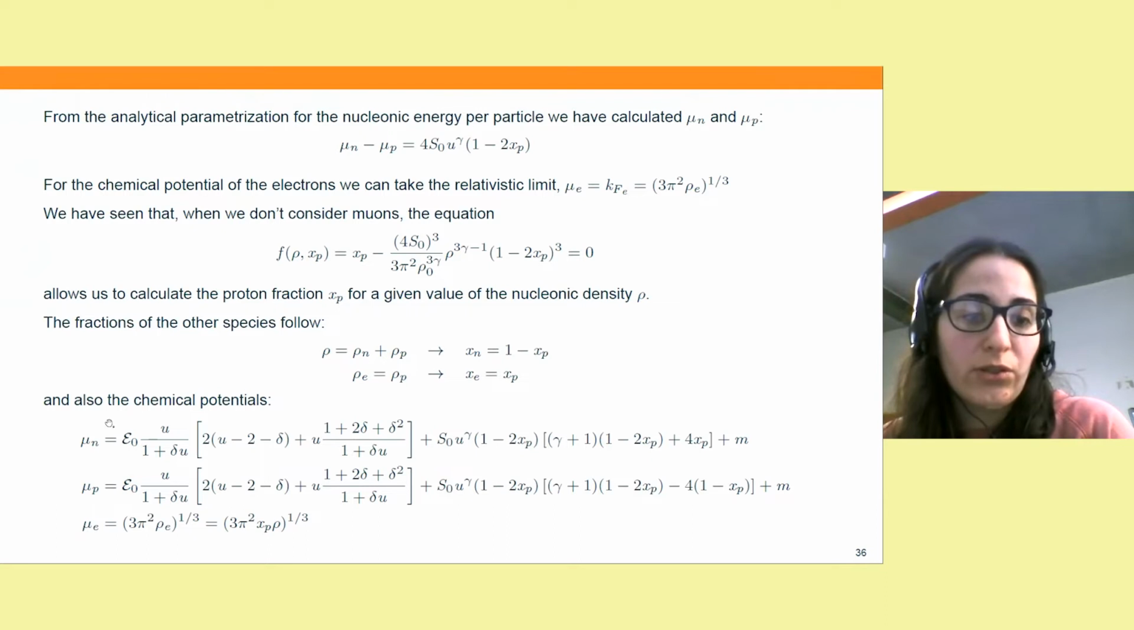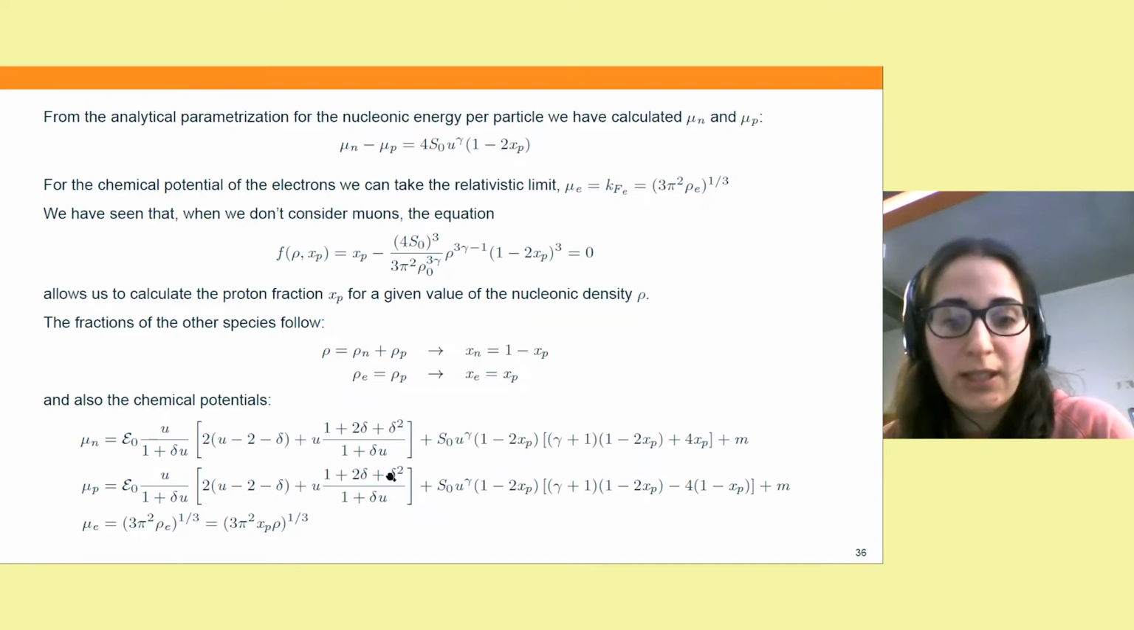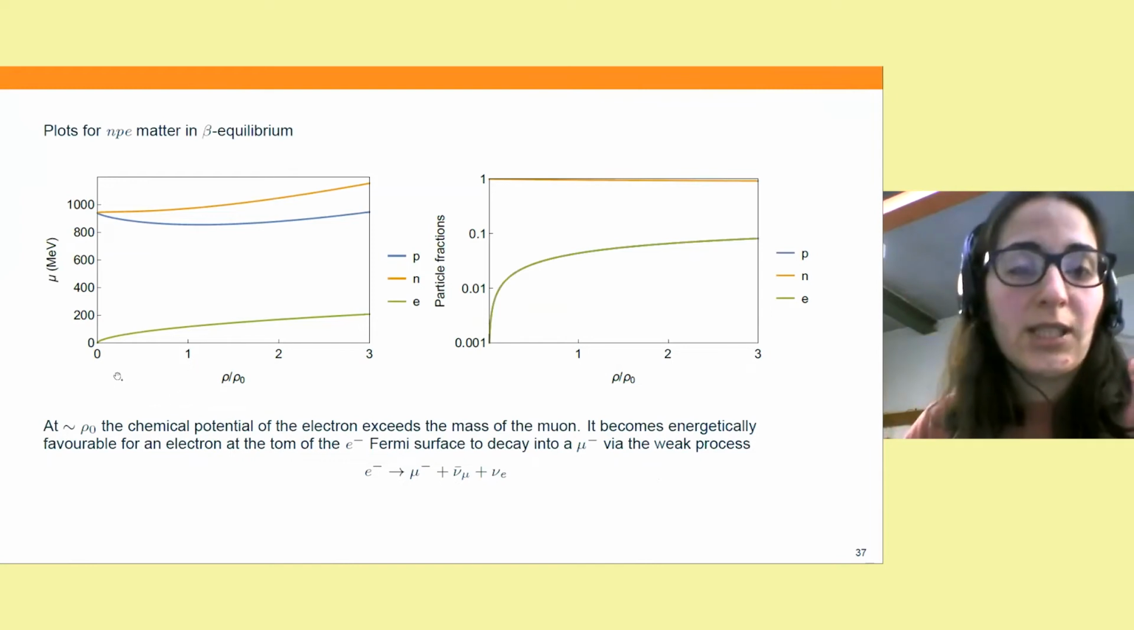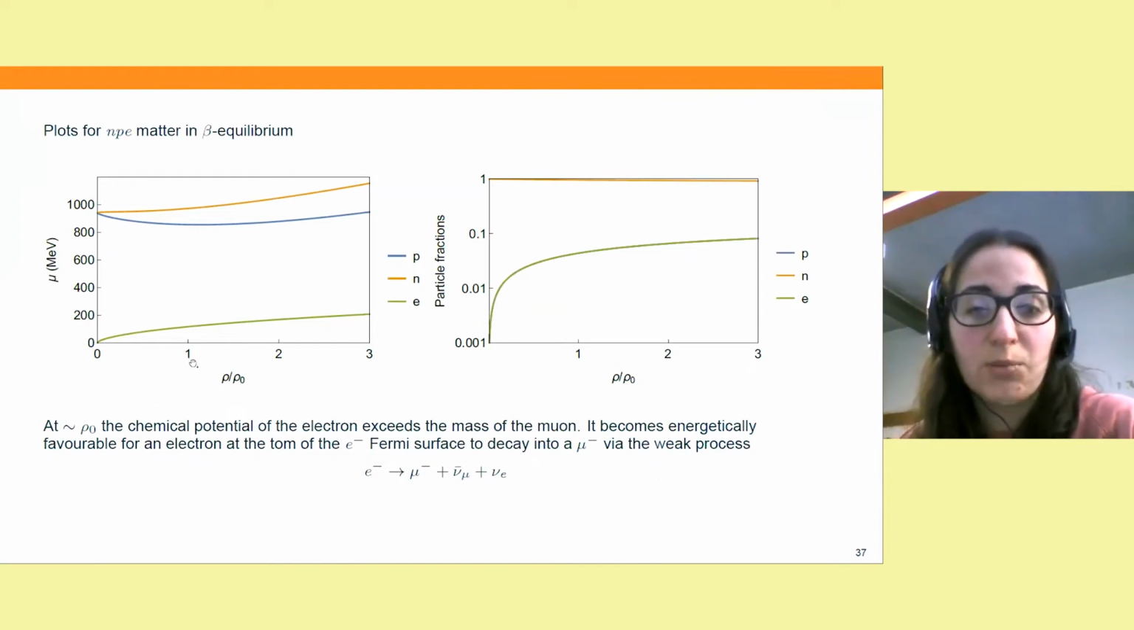And we can also calculate the chemical potentials. We derived the expressions for the neutron and proton chemical potentials, and we saw that they take this form here in terms of all the parameters that we know. And the electron chemical potential, we just saw that it takes this form here. So we can plot these things and see how they look. And if we do that, we have these plots here, okay?